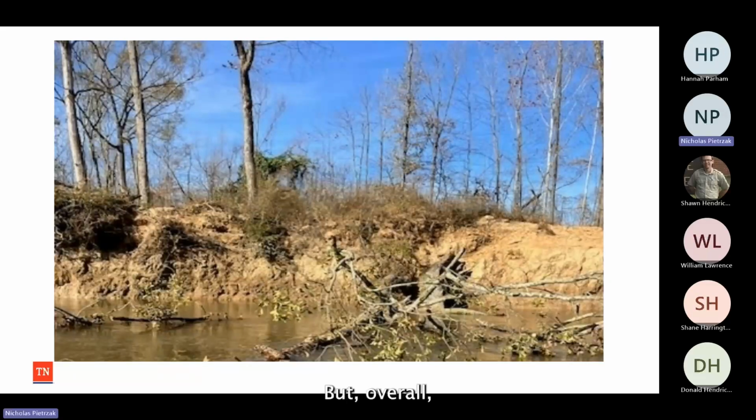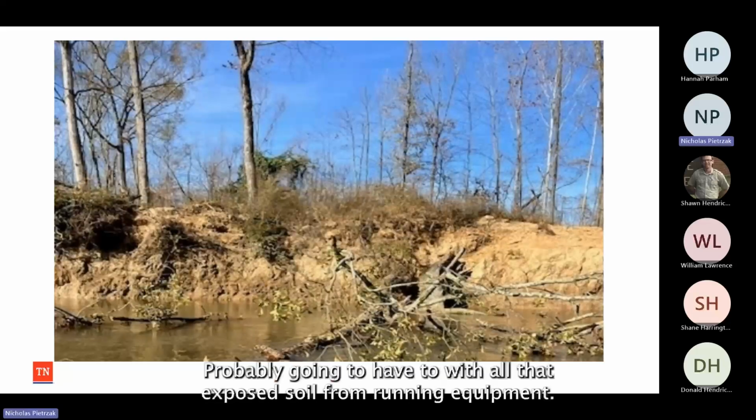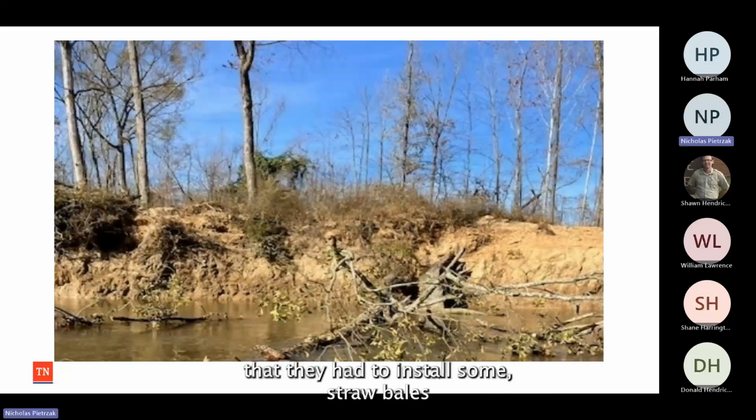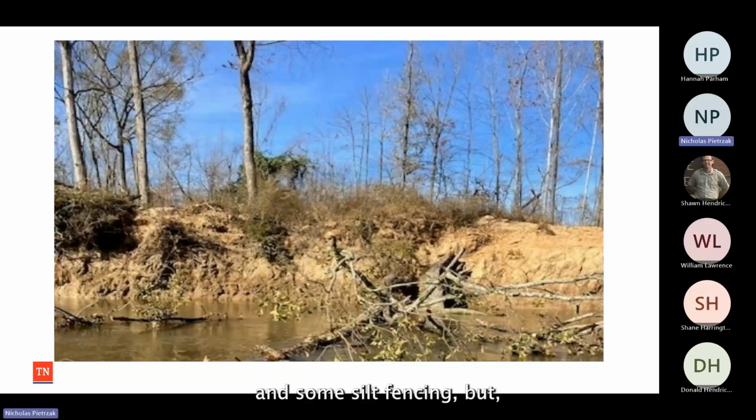But overall, fixable. With all that exposed soil from running equipment, they had to install some straw bales and some silt fencing, but overall it's fixable. It just takes time. Everything with forestry just takes time.